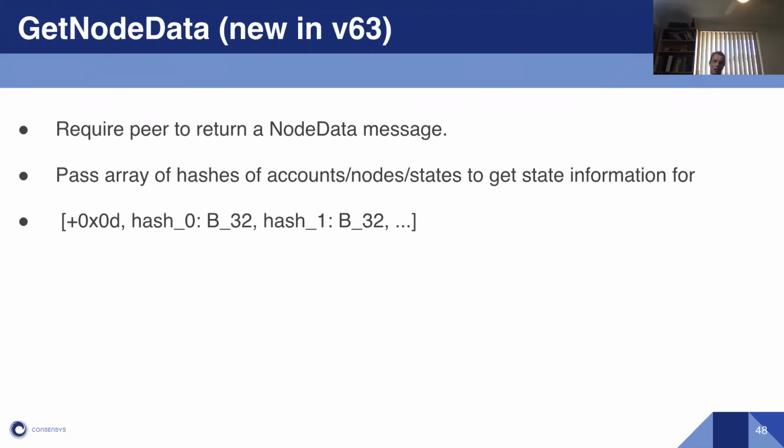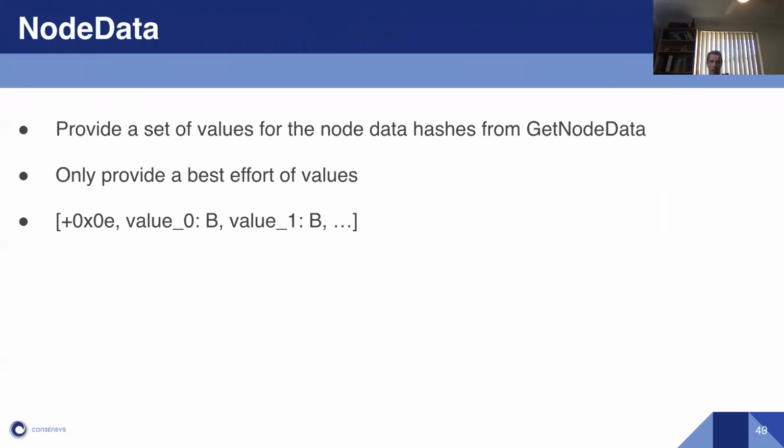So starting to look now, the messages that we've been looking at are the ones that were in version 62 of the protocol. Now we'll start to look at the ones that are new in version 63. The first being GetNodeData. This is where you want to look up information about accounts or nodes or states. And then in response, you're going to get a NodeData response, which is actually the values, and it's best effort. So whatever values you have, you give back.